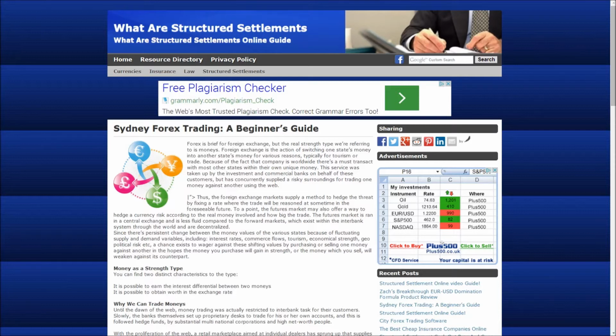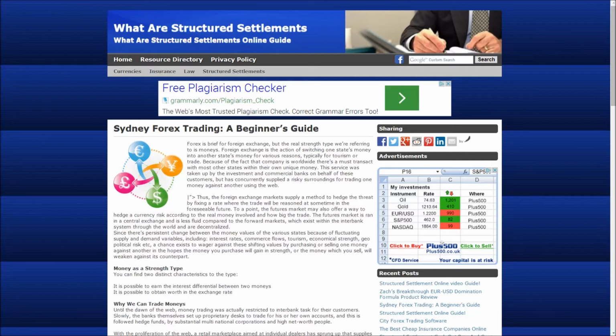Forex as a speculation, since there is constant fluctuation between the currency values of the various countries due to varying supply and demand factors such as interest rates, trade flows, tourism, economic strength, geopolitical risk, and so on. An opportunity exists to bet against these changing values by buying or selling one currency against another in the hopes that the currency you buy will gain in strength, or the currency that you sell will weaken against its counterpart.